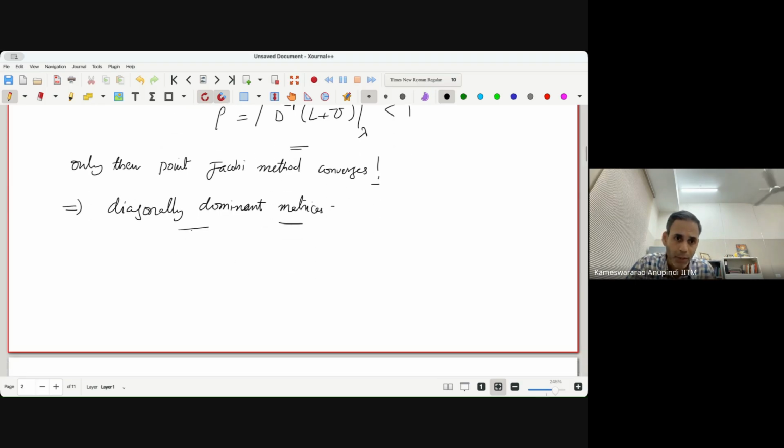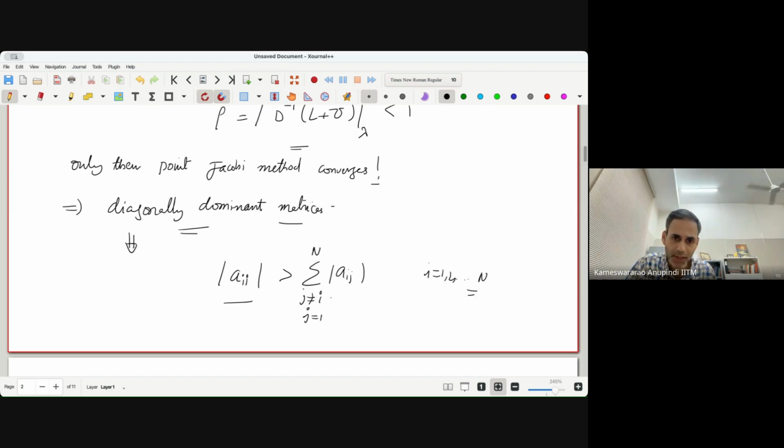What are diagonally dominant matrices? Diagonal dominance, I think we have seen this before, means that the modulus of a_ii is greater than the summation of all the a_ij, where j is not equal to i, but j is going from 1 to n. This should be valid for all i equals 1, 2, 3 all the way to n.